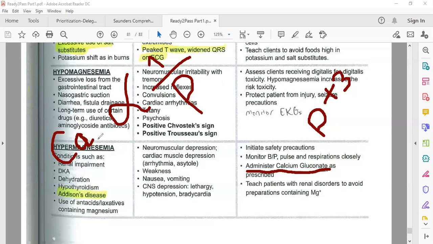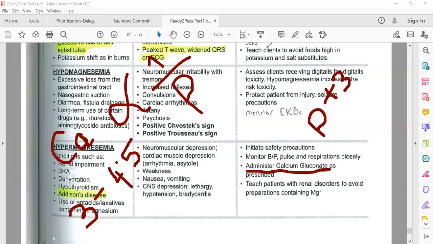right? So if the patient develops hyperphosphatemia, first of all, we have to know the normal range of phosphorus. The normal range of phosphorus is 3 to 4.5 milligram per dL. If the phosphorus level is more than 4.5 milligram per dL, we can say hyperphosphatemia.